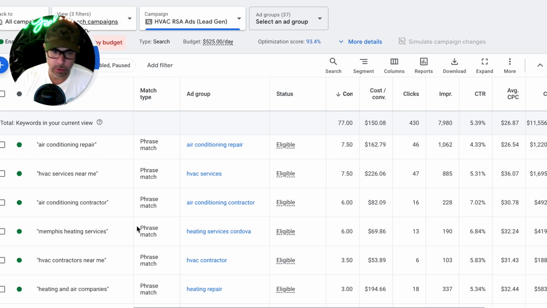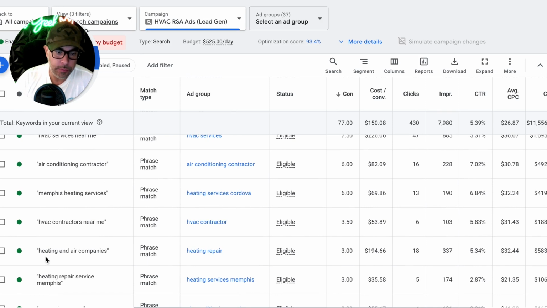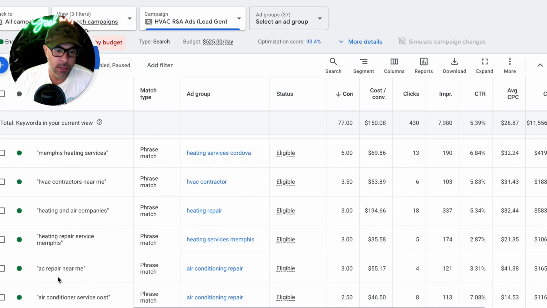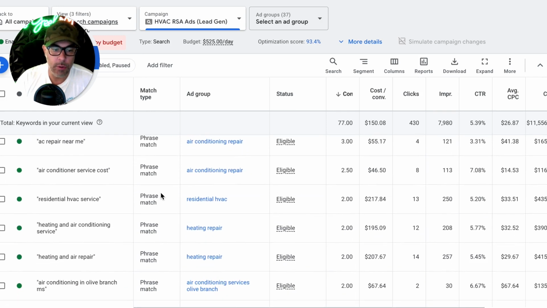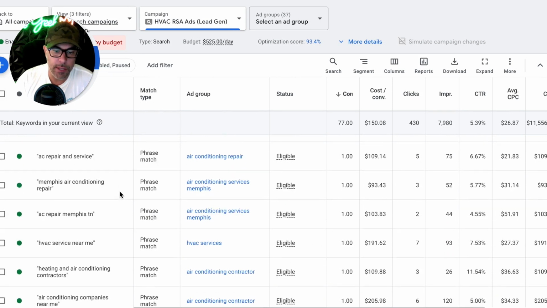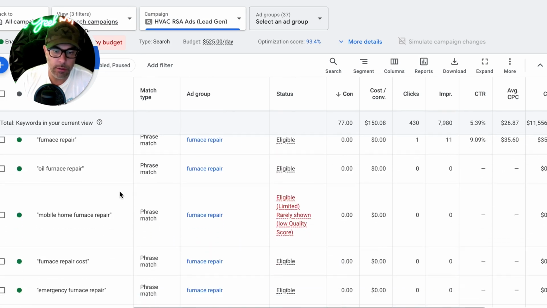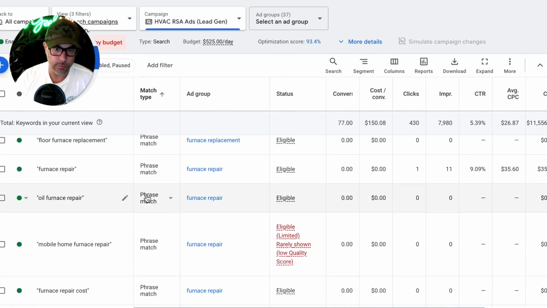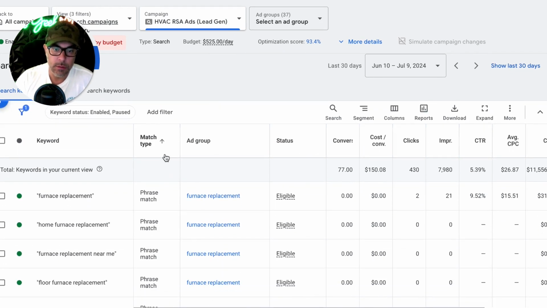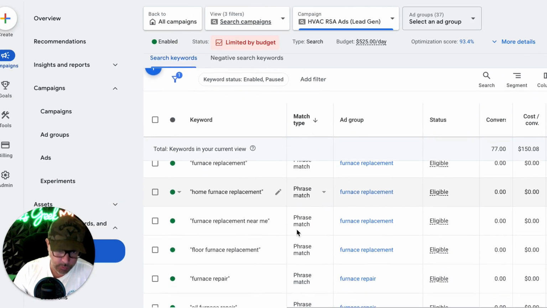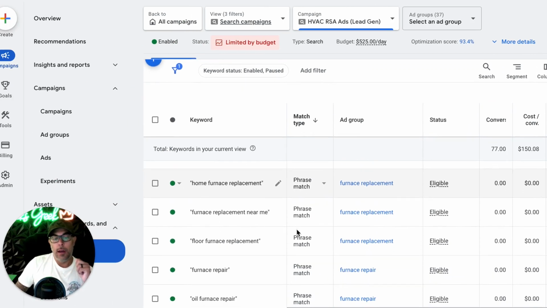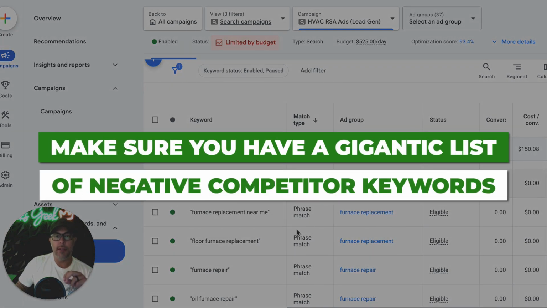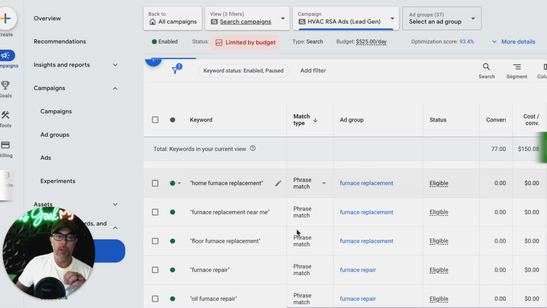So you see here, our conversions are coming from pretty much a lot of HVAC stuff, air conditioning stuff, companies, AC repair near me. So there's not really much magic to this, guys. These are all phrase match keywords for the most part. I don't know if we're running exact in here. Let's find out. We are not. Interesting. So our guy must have switched it to phrase match only. So an important tip then, if you're going to run phrase match only, make sure you have a gigantic list of negative competitor keywords. Because phrase match will pull in competitor names.